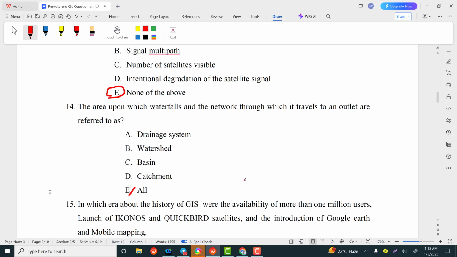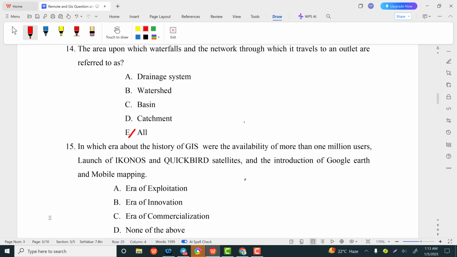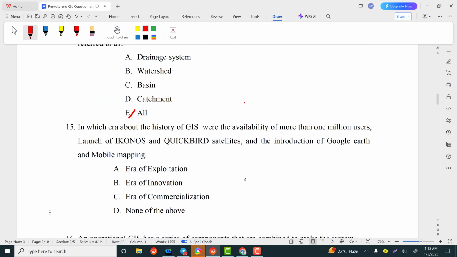Question number 15. In which era of the history of GIS was it available for more than 1 million users? Launch of Ikonos and QuickBird satellites. Both Ikonos and QuickBird are high-resolution commercial satellites. They provide high quality satellite images, and introduction of Google Earth and mobile mapping.